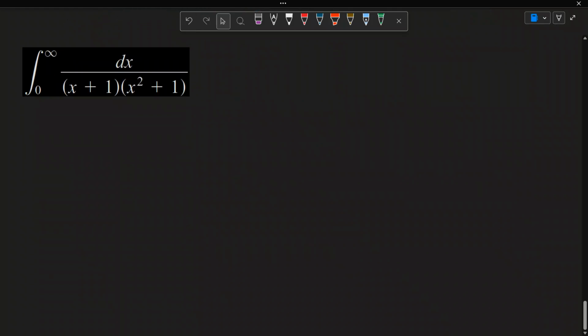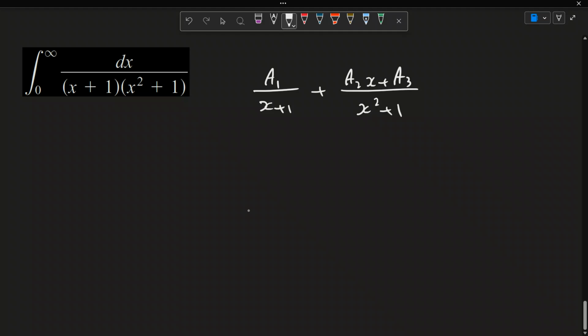Another example, this time we need to use partial fractions. So instead of this x plus 1, x squared plus 1, let's write the partial fractions first. We know that we are going to have x plus 1, x squared plus 1, a1, a2x, a3. So instead of this, if I write two partial fractions, if we add, the numerator must be equal to 1 here.